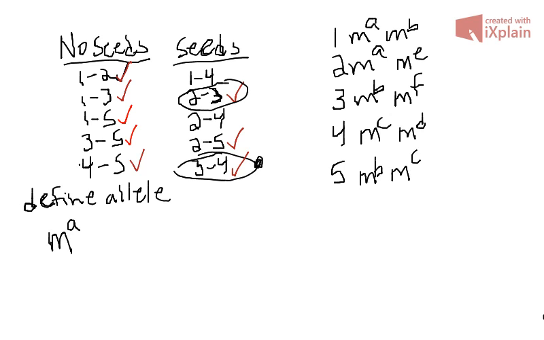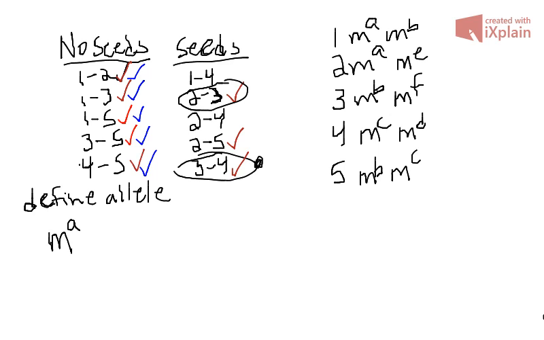So we can go back and really quickly I'll check these things off in blue to make sure that the alleles and genotypes we've defined match with the ability of no seeds and seeds. 1 and 2 are not able to make seeds with each other because they share MA. 1 and 3 are not able to make seeds because they share MB. 1 and 5 can't make seeds together because they share MB. 3 and 5 can't make seeds with each other because they share MB. 4 and 5 can't make seeds with each other because they share MC.